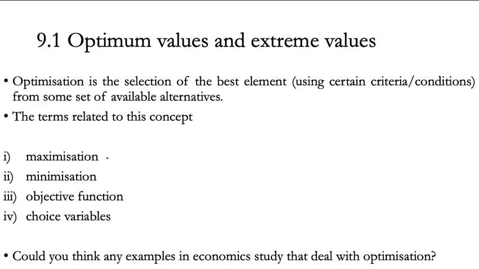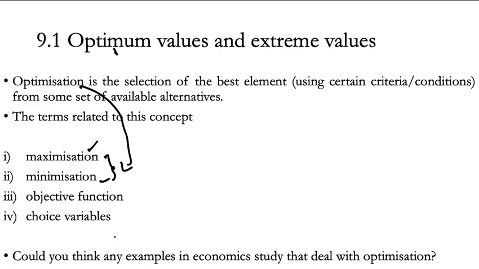If you see the first and the second one, maximization and minimization, both of them are basically optimization. Optimization is just a very general term, but if you want to make it more specific, then you may want to talk about maximization only, or minimization only. Now, objective function and choice variable. The objective function is the function that we will use to optimize in order to get either a maximization or minimization problem. Okay, and a choice variable is also known as an argument.